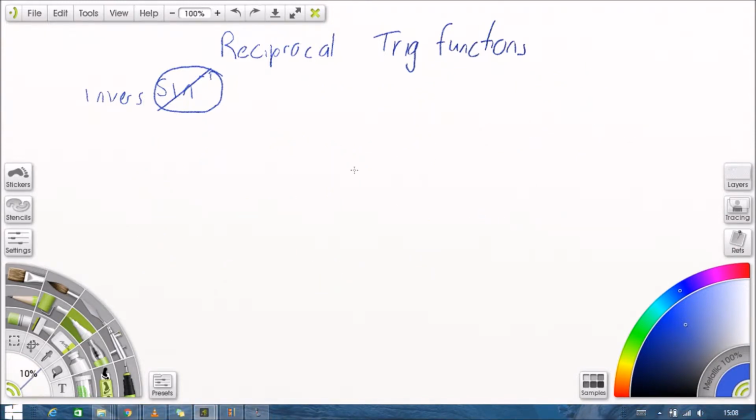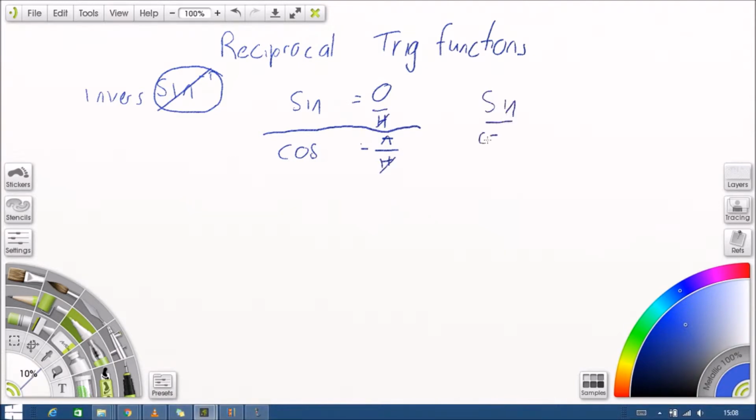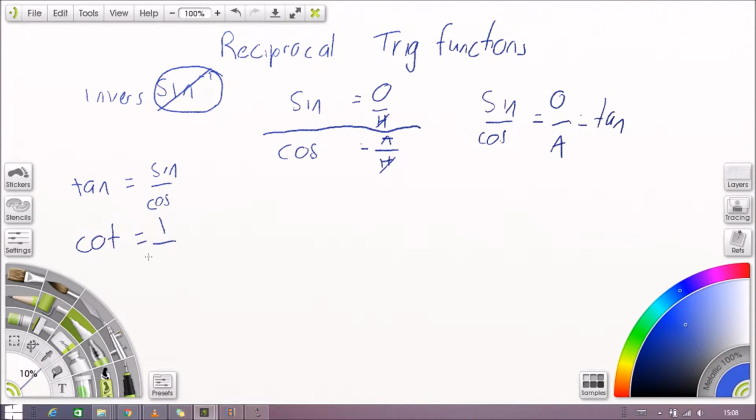So if I had, for instance, sine equals O over h, divided by cosine, which as you know is A over h, then we can cancel out the hypotenuse in each. And that leaves us with sine over cos is equal to O over a. Now from SOHCAHTOA, we know that O over a is equal to tan. So here we have a quick proof that tan is equal to sine over cos.